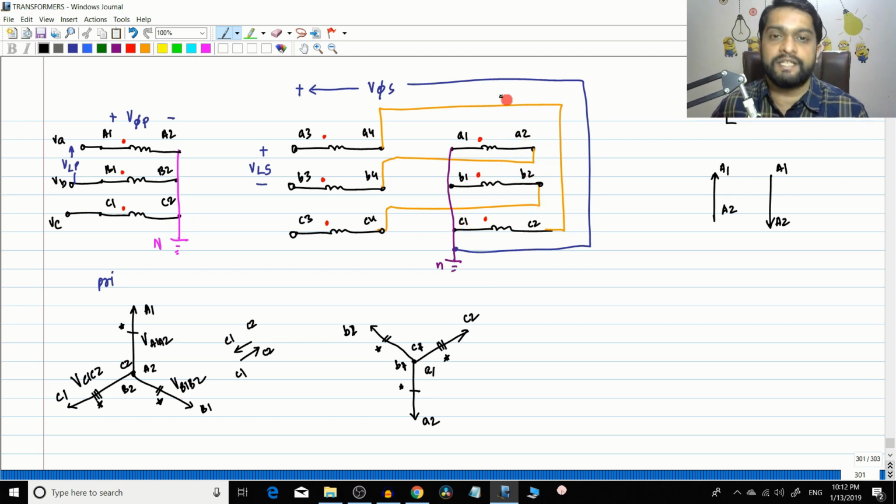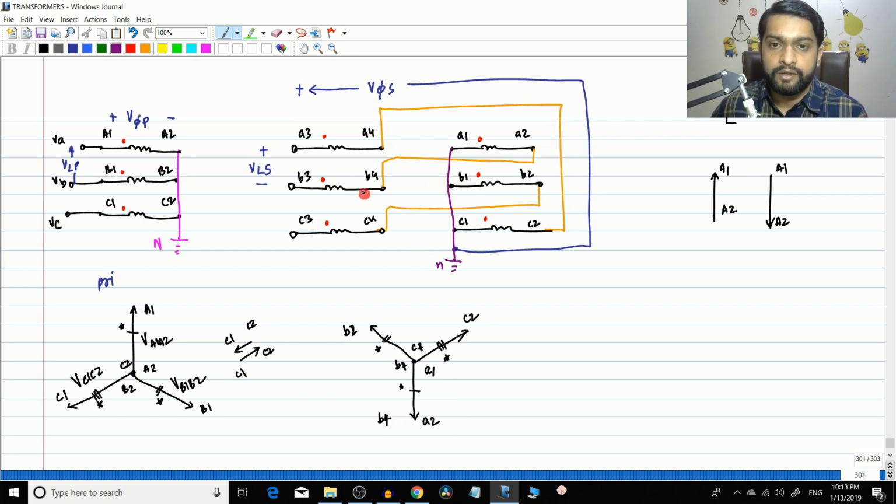Now let us see the connections and complete the vector diagram. So now A2 is connected to B4, right? A2 is connected to B4. Therefore, A2 and B4 are at the same potential, right? They are equipotential. So I'll just draw B4 here, somewhere around here. I'll just mark B4, using a different color.